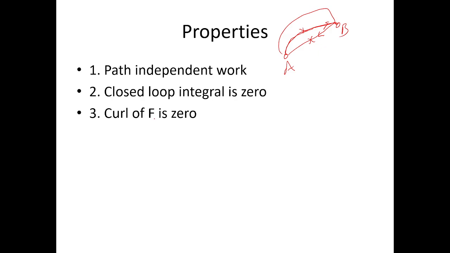Curl of the conservative field is 0. So this is another definition of a conservative field. If we find that the curl of F is the 0 vector, then F is a conservative field.